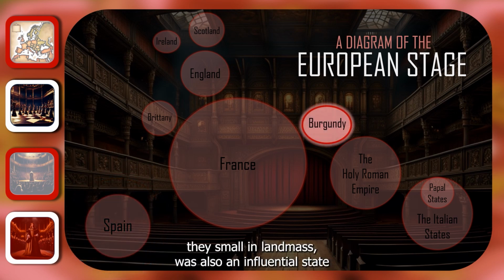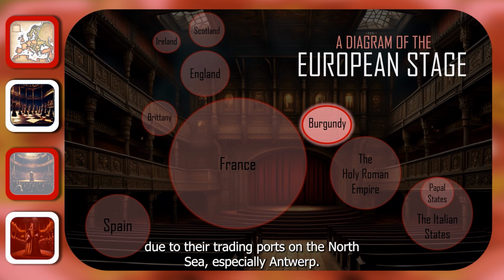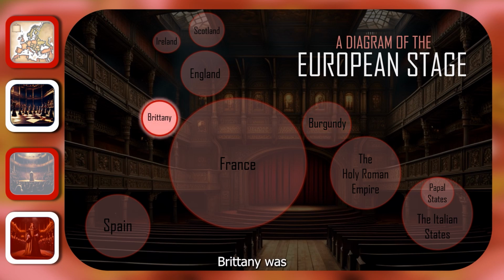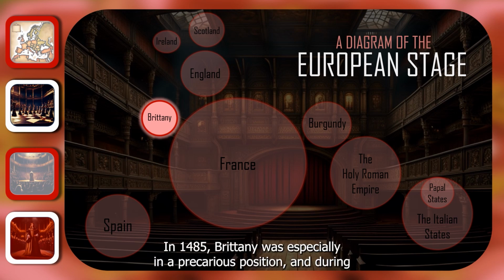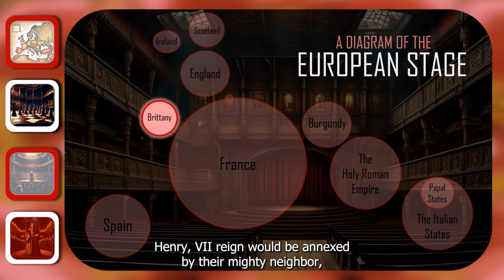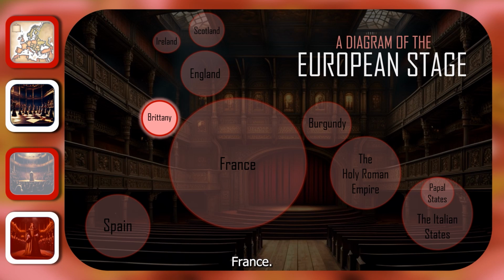Burgundy, though small in landmass, was also an influential state due to their trading ports on the North Sea, especially Antwerp. Brittany was slightly lower than England in terms of influence and power. In 1485, Brittany was especially in a precarious position, and during Henry VII's reign would be annexed by their mighty neighbour of France.